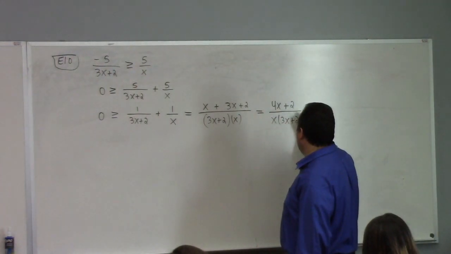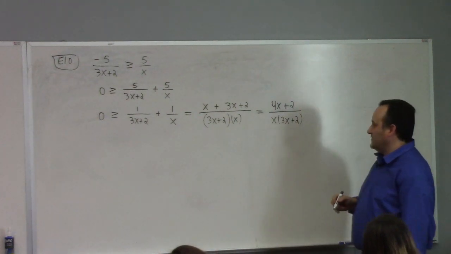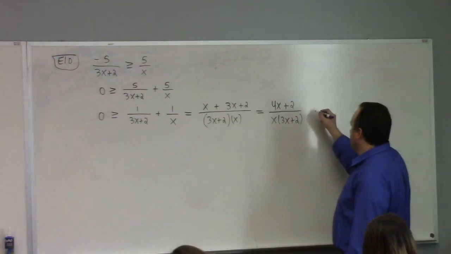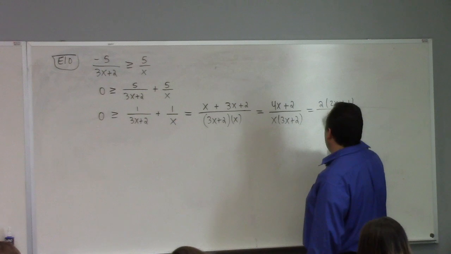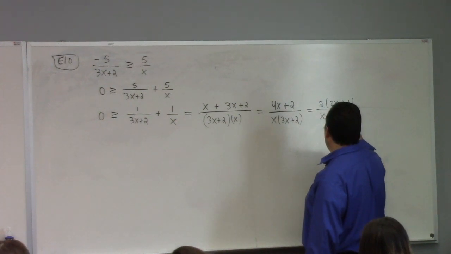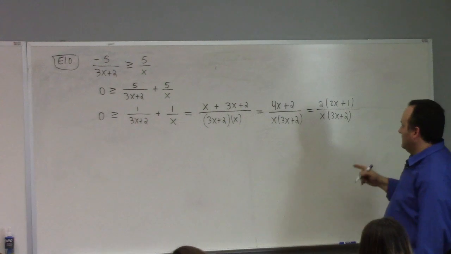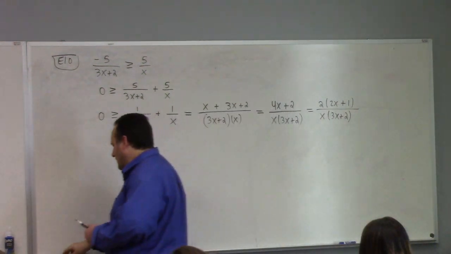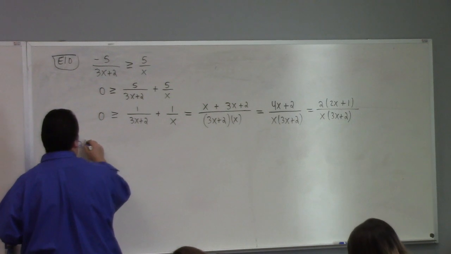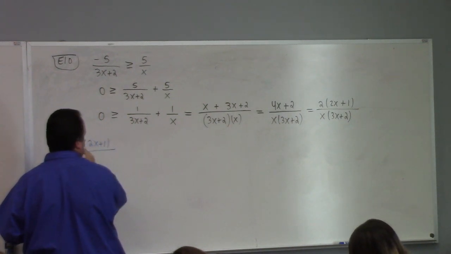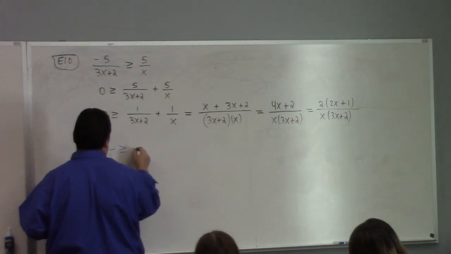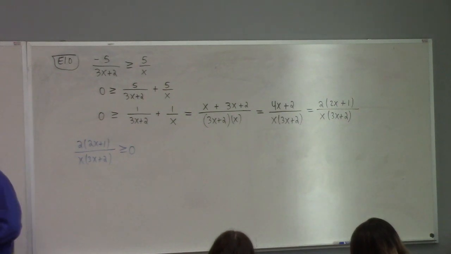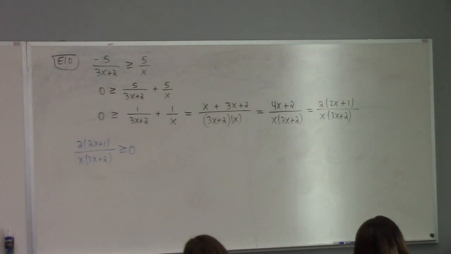All right, great. Now, I guess we could factor a 2 out, couldn't we? Maybe that's worth doing. This is 2 times 2x plus 1, and downstairs we've got x times 3x plus 2. So to reiterate, our problem is apparently just 2 times 2x plus 1 divided by x times 3x plus 2 greater than or equal to 0. That's what we're up against. Can you solve that? I mean, we can solve this, right?